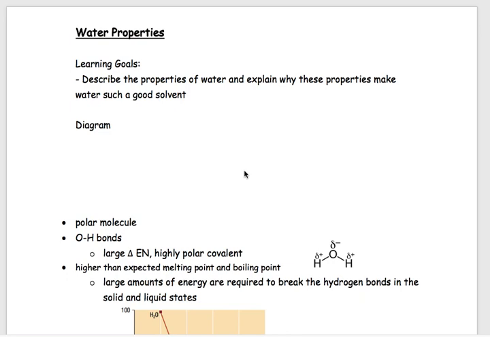Today we're going to be looking at water and the different properties that water exhibits, and it's connected to the intermolecular forces that we studied the other day. I want you to go through and draw the diagram for water. So again, water is H2O.